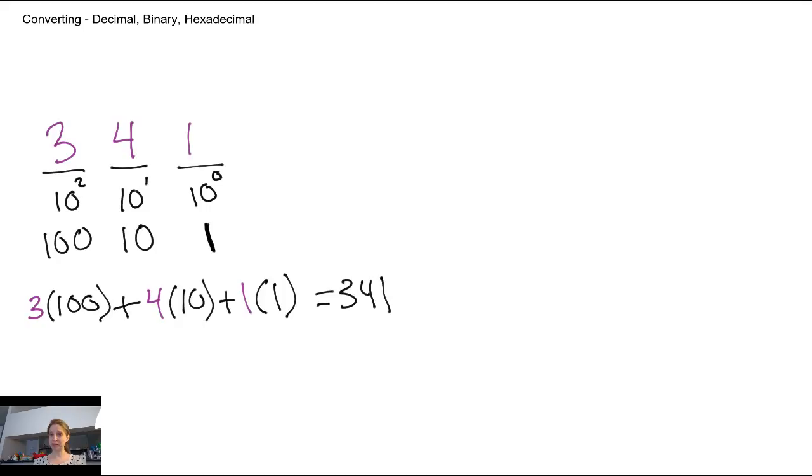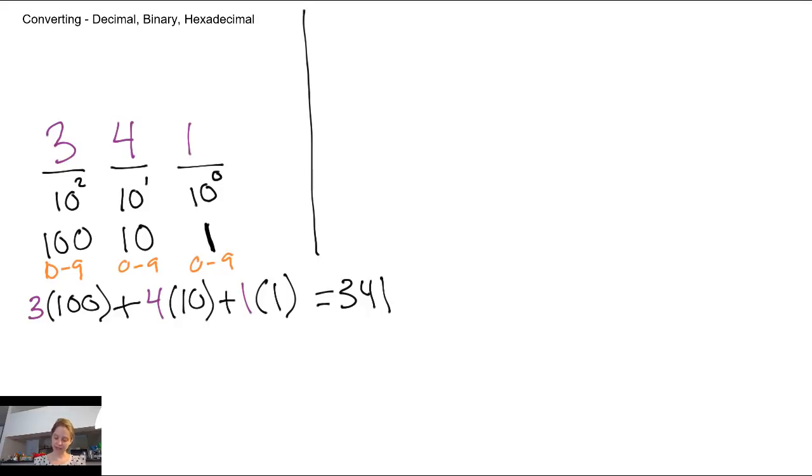You notice that each place value can hold the numbers 0 through 9. So they can hold 10 digits, 0 through 9. Once you get higher than 9, you spill over into the next place value. So this is a review of decimal.